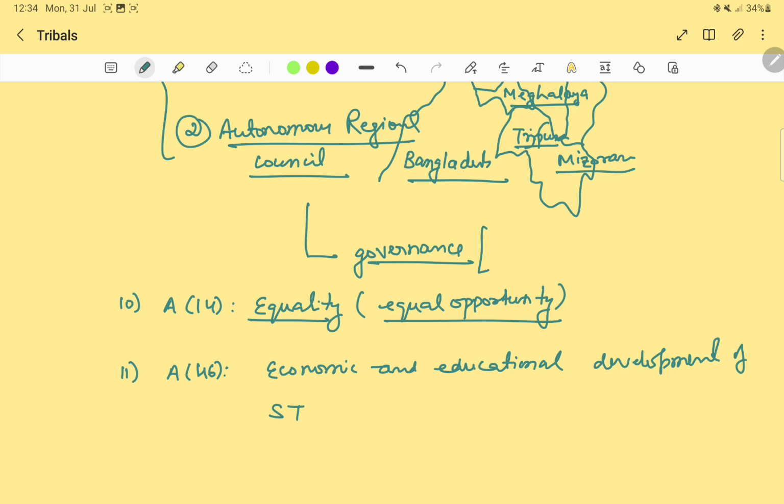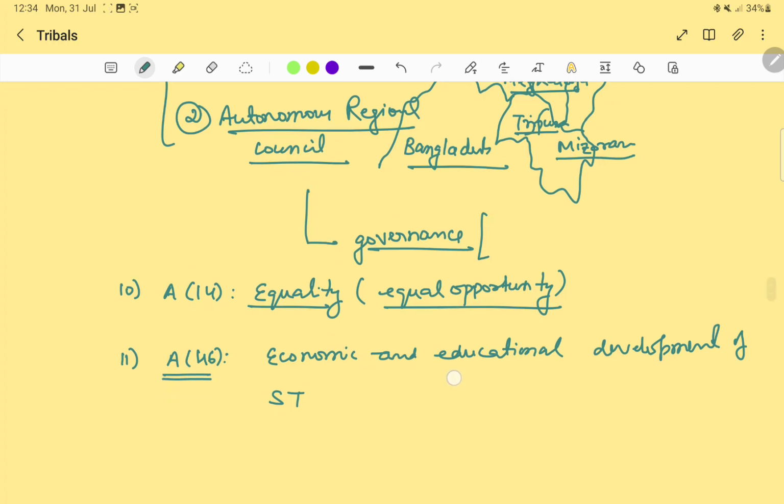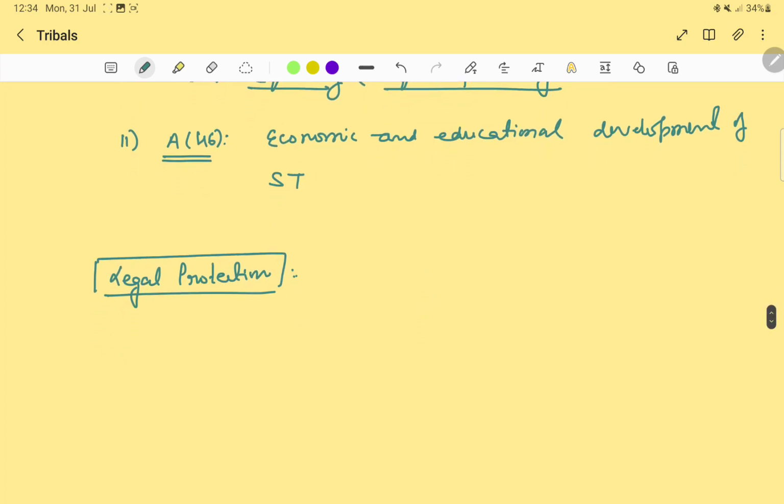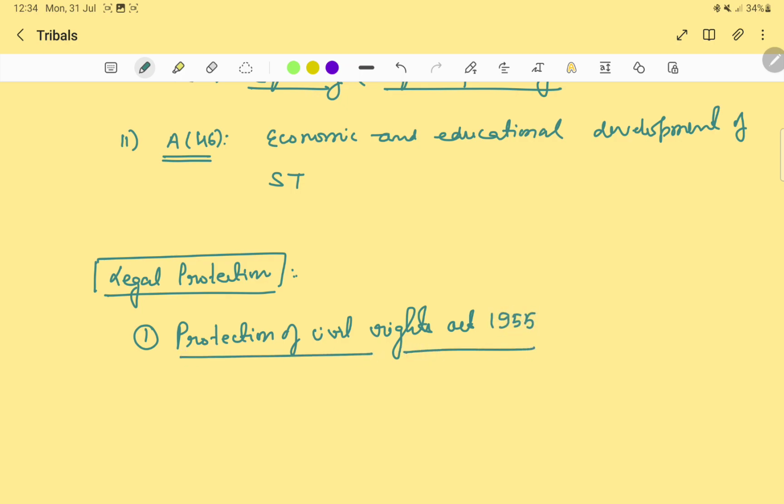And since we have covered 11 points, now we shall also look into the legal protections that are given to tribes. So these were the constitutional provisions. Now the legal protections given to tribal areas: firstly, they have the Protection of Civil Rights Act 1955.